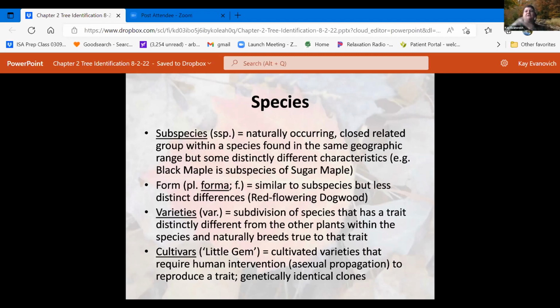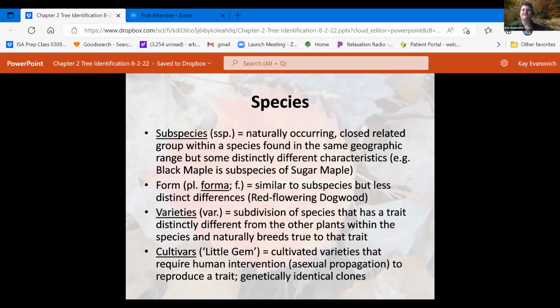Varieties are written out as var, period, just like it's shown on the slide. It's a subdivision of the species that has a trait distinctly different from the other plants within that species, and it naturally breeds true. It does not involve man getting into that. It naturally breeds true to whatever that trait is. That's a variety, var.